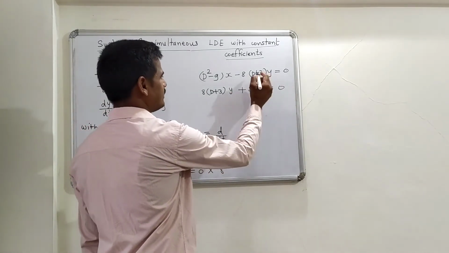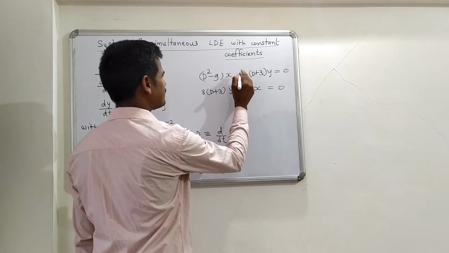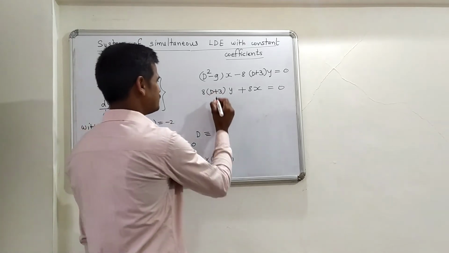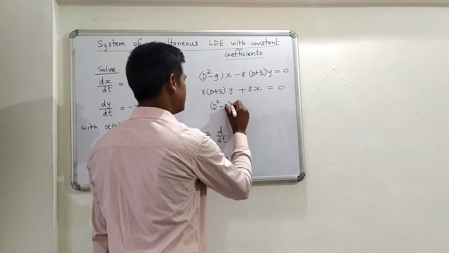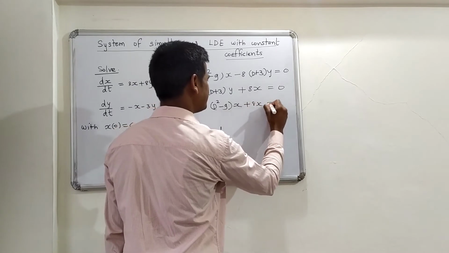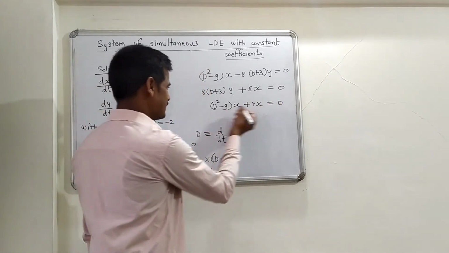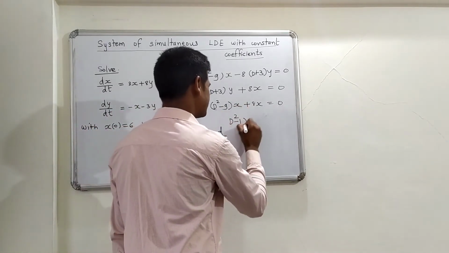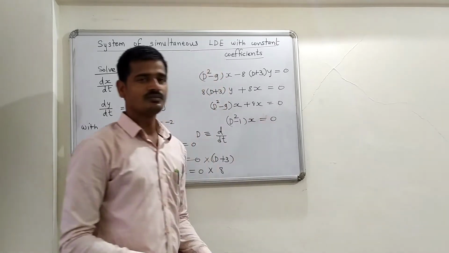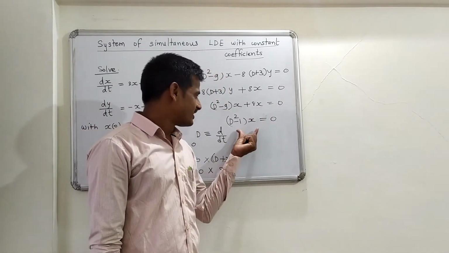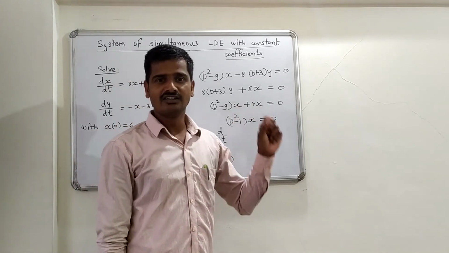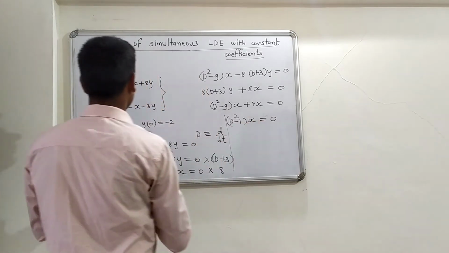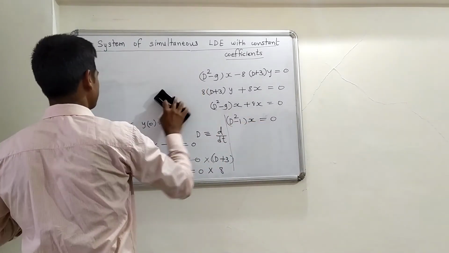Now here the sign is negative, here the sign is positive. So you just add them, and automatically y will be eliminated. So (d² − 9)x + 8x = 0. Simplify this, you will get (d² − 9 + 8), so (d² − 1)x = 0. Now this is the differential equation in the dependent variable x alone. This is a linear differential equation with constant coefficients.